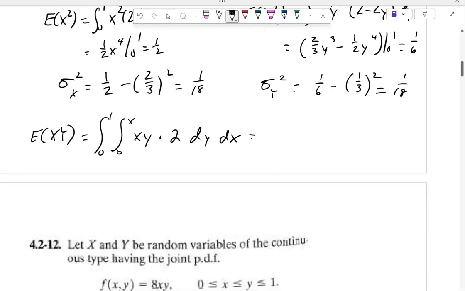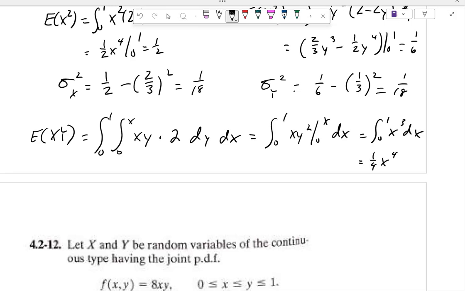So for this one, I'm integrating 2xy with respect to y. So you get xy squared evaluated from 0 to x. Right? Because I would integrate a 2y, I get a y squared. Now I've got x cubed that we're integrating. So I get 1/4 x to the 4th. And so I get a quarter when I'm done.